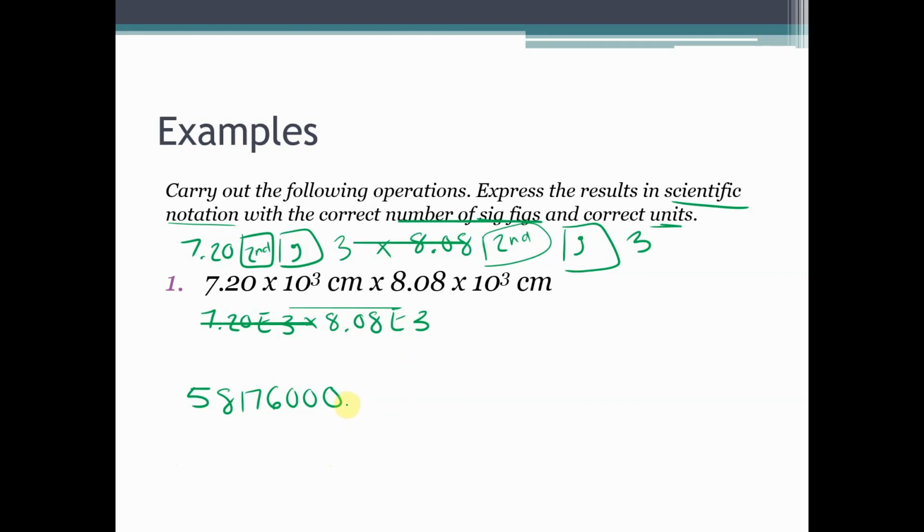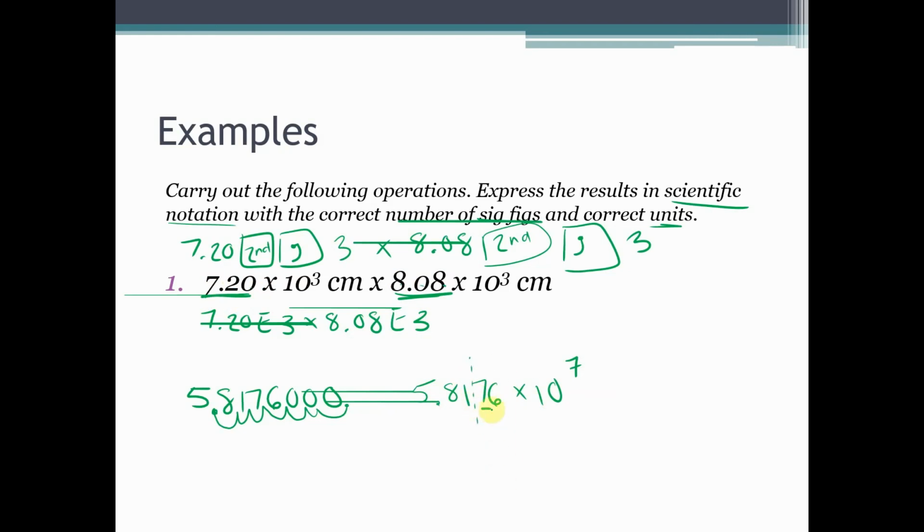So we've got our imaginary decimal point over here. We are going to move it 1, 2, 3, 4, 5, 6, 7 spaces to end up with 5.8176 times 10 to the 7th. However, this is not the correct number of sig figs. Remember, the only sig figs we care about are these and these. So here we've got 1, 2, 3. Here we've got 1, 2, 3. Our answer should have 1, 2, 3, 4, 5. This is not okay.